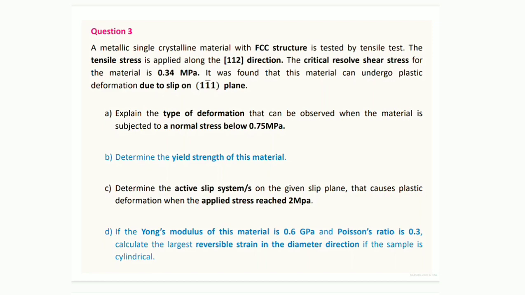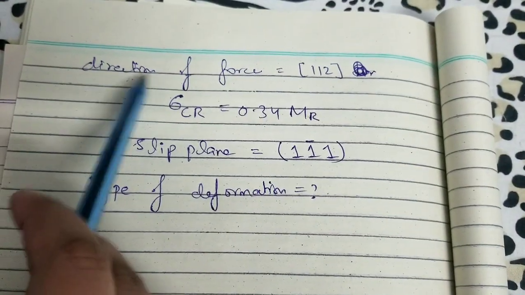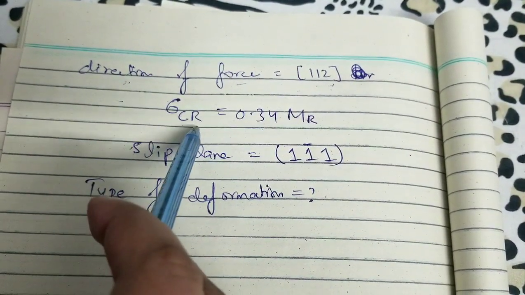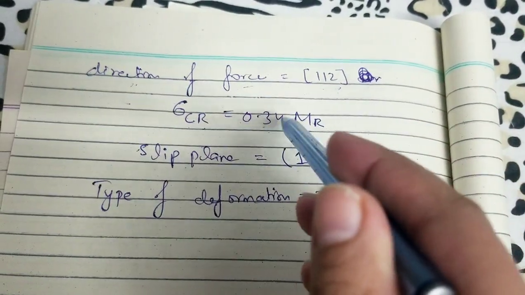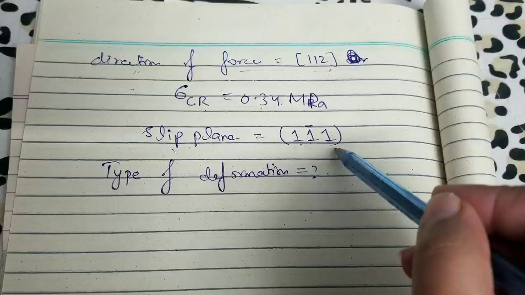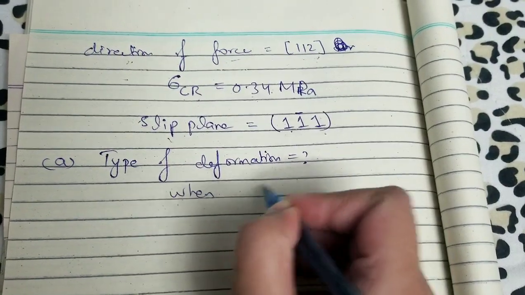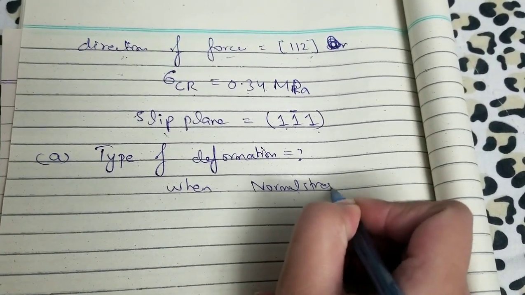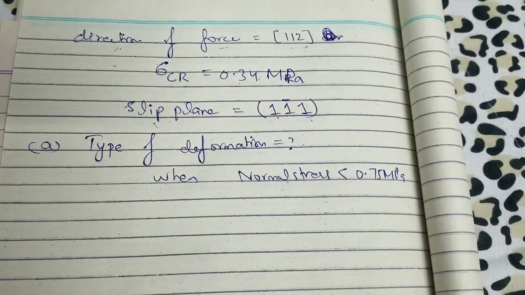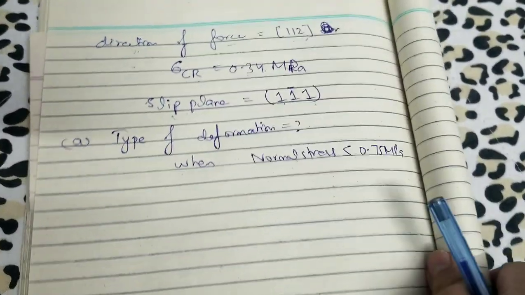In this video we are going to solve all of the parts, and here I have written the data. The direction of force is 112. The force has been applied along this direction, and the critical resolved shear stress that we are given is 0.34 megapascal. The slip plane is 1 bar 1, and we have to discuss which kind of deformation we will obtain when the normal stress is less than 0.75 megapascal. This is part A. Let's begin with part A now.